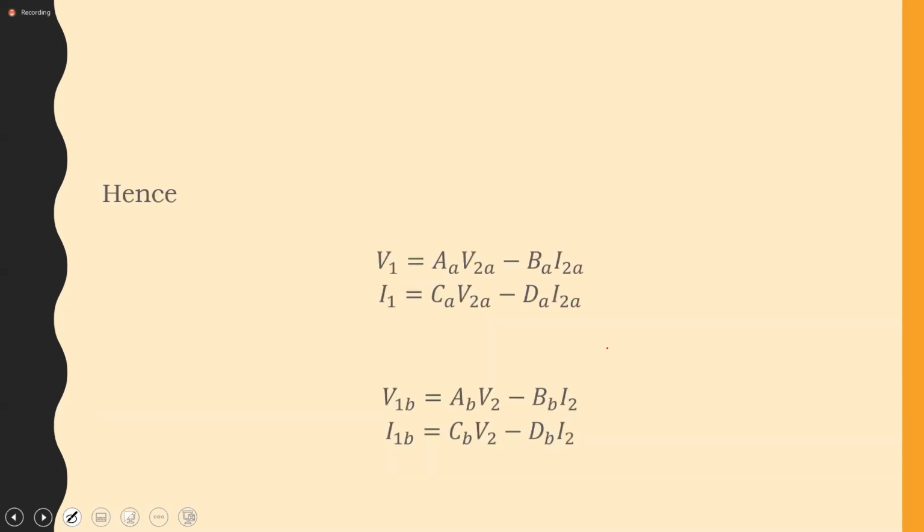Okay. So we make the substitutions, all right? Remember V1A was equal to V1, so we make that substitution. I1A was equal to I1, we make that substitution. Similarly, on the output side, we make the substitution for V2 and I2. All right, so those are the substitutions we have made.